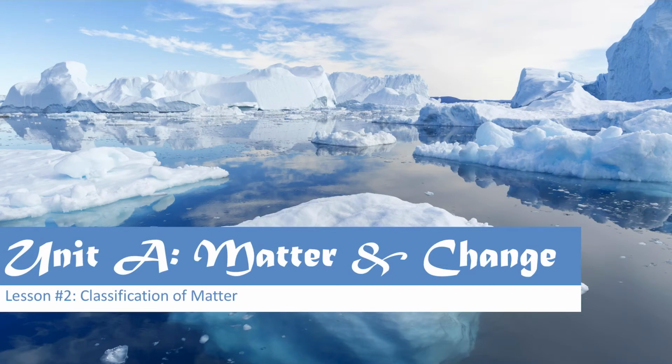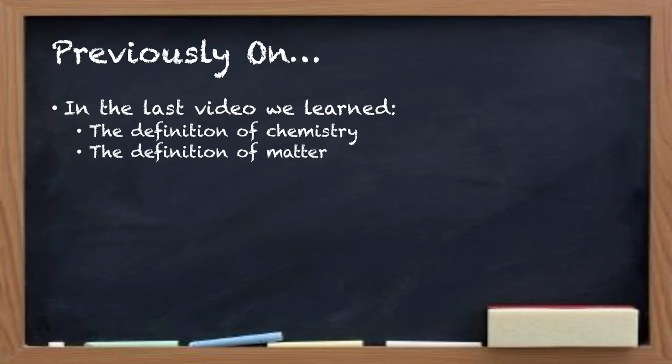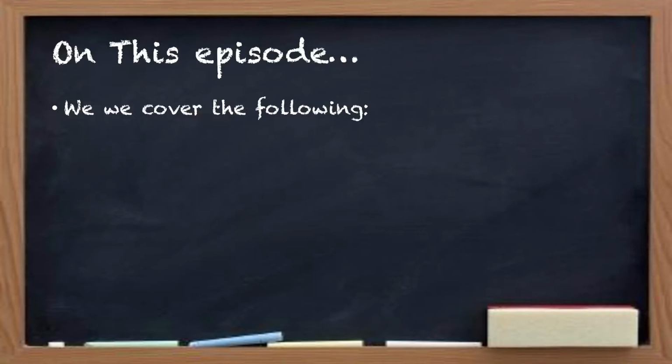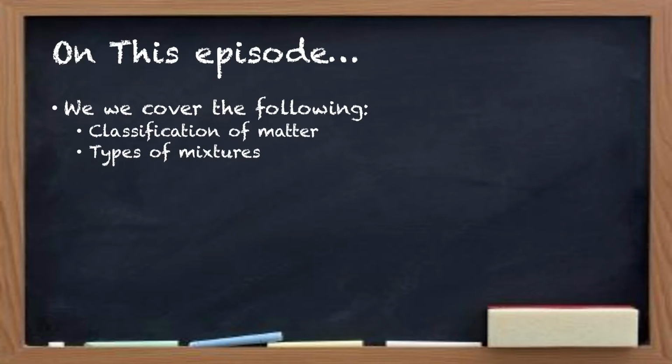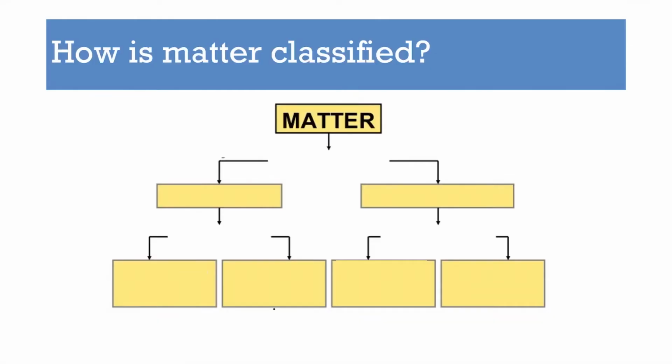Hello, welcome back to lesson 2 in our unit A, and today's lesson is called the classification of matter. So in the last video, we talked about the definition of chemistry, the definition of matter, the different phases of matter, and some of the different areas of chemistry. So now we're going to take up what we know about matter and classify it further. So we'll talk about classification of matter, types of mixtures, as well as the differences between elements, mixtures, and compounds.